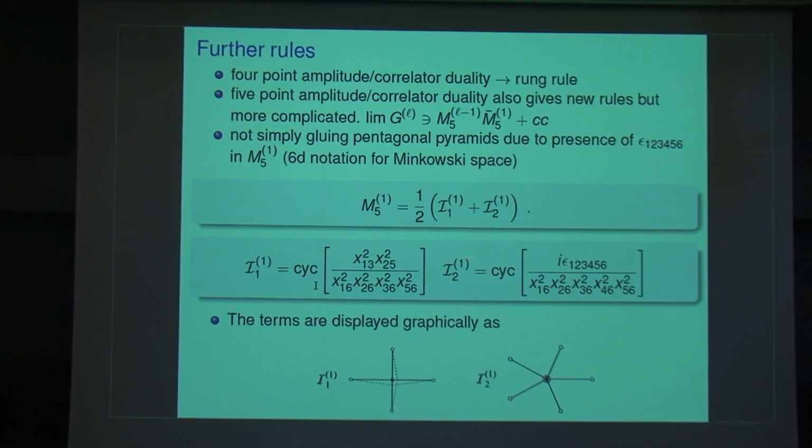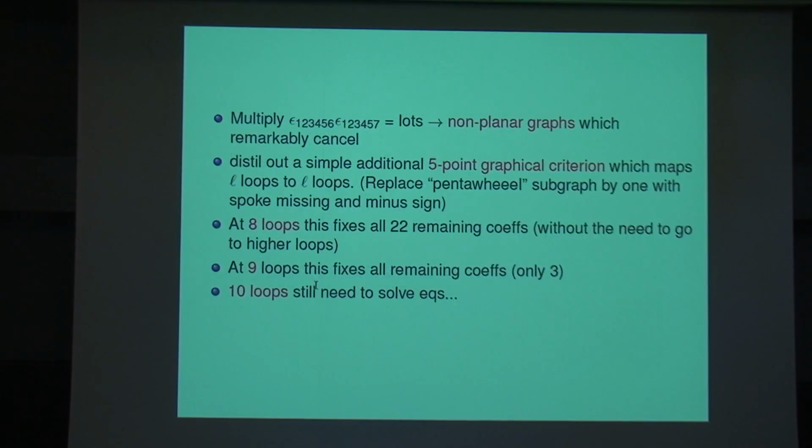It gets more complicated because I'm multiplying parity odd things together, and I get a whole slew of stuff coming out, including non-planar diagrams. But nevertheless, you can distill out from this a nice simple criterion which can be used to fix, for example, at 8 loops it can fix all the 22 coefficients without having to resort to going to higher loops, and so on at 9 loops.